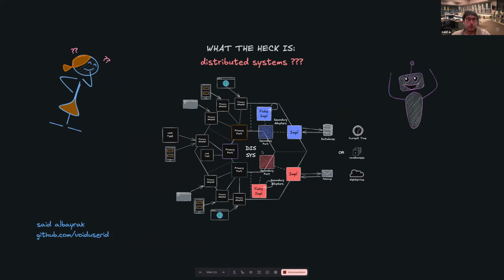So, for those who don't know me, my name is Saeed Albayrak, and for the next 15 minutes tonight, we will be demystifying the domain of distributed systems. What is it? What are they? And why are they there? This is a high level explanation of ideas and concepts. We are not going deep tonight, just a heads up. So grab your coffee or tea and let's jump right in.